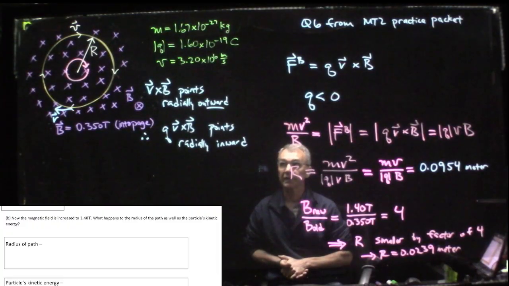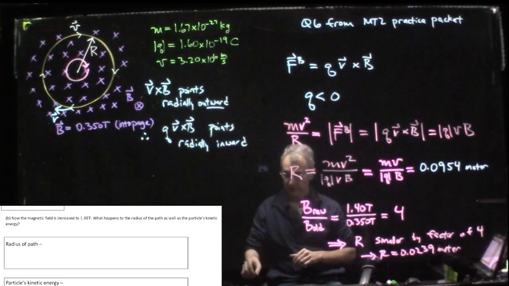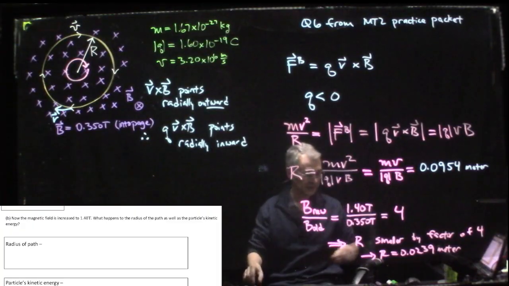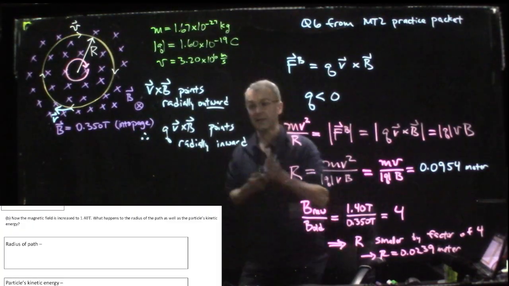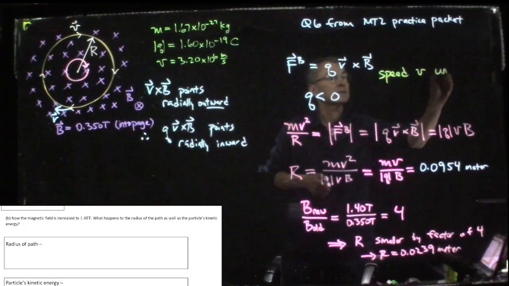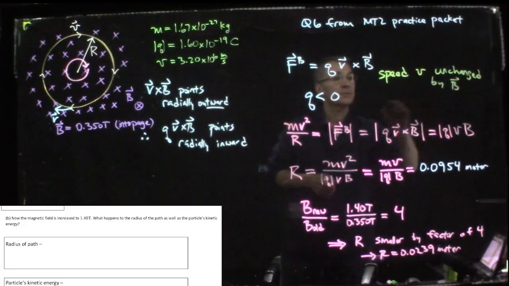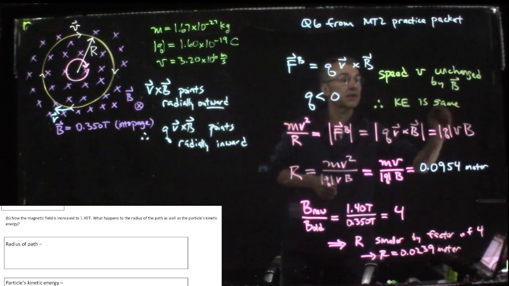It would require an electric field to change the speed. So the speed should be the same, so the kinetic energy should be the same. So we're going to say that the speed is unchanged by B, and therefore the KE is unchanged. It's the same as before.